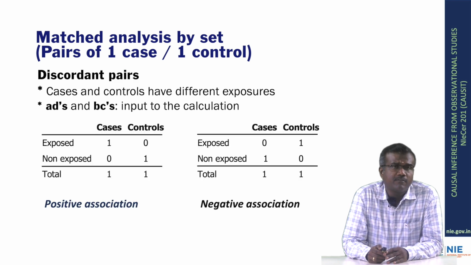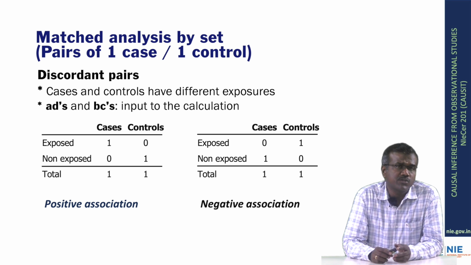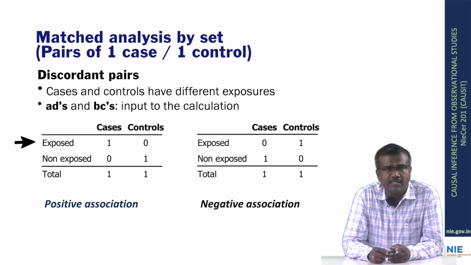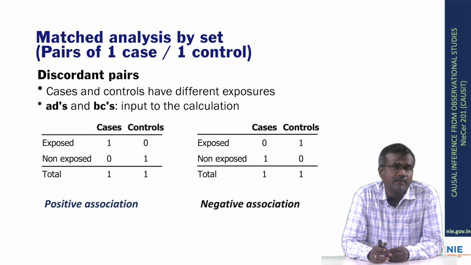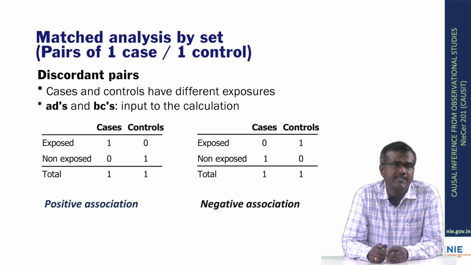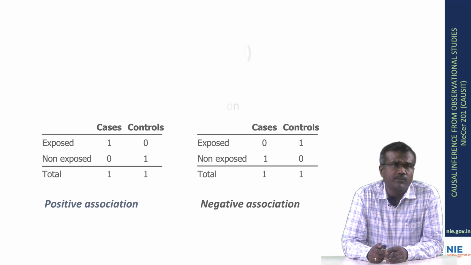On the other hand, when you see discordant pairs, when the case and controls reported to have had different types of exposures, for example, on the left hand side, you see the case is exposed, the control is not exposed, and you see a positive association. On the right hand side, the case is not exposed and the control is exposed, therefore you see a negative association. And here ADs and BCs are input to the calculation.